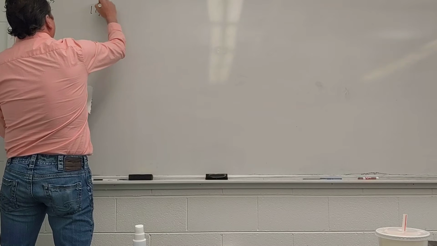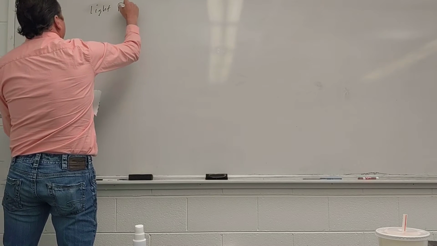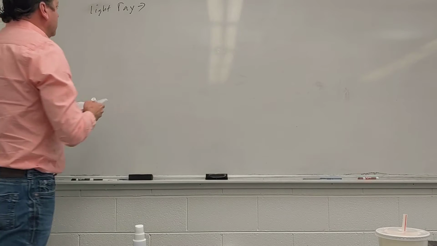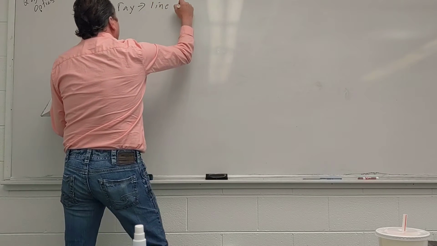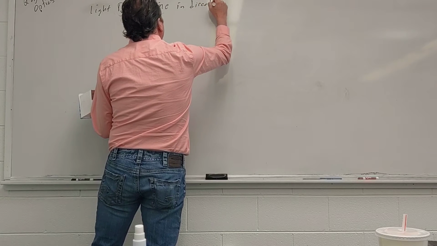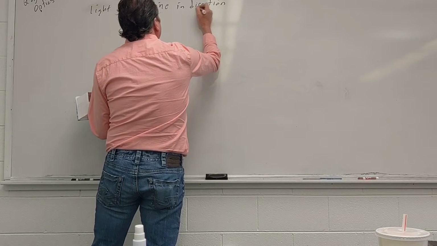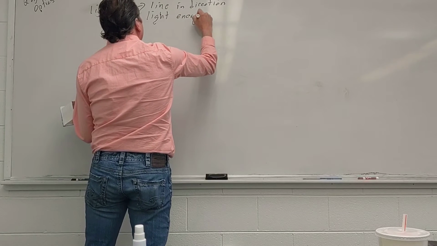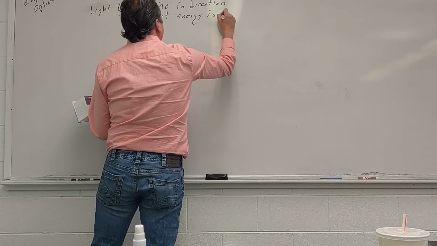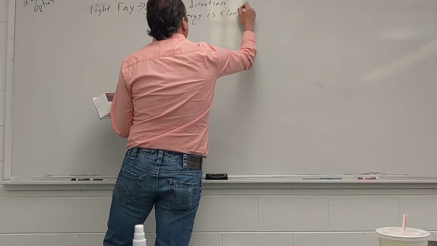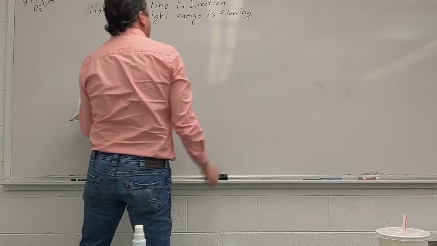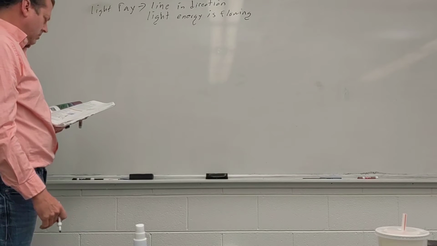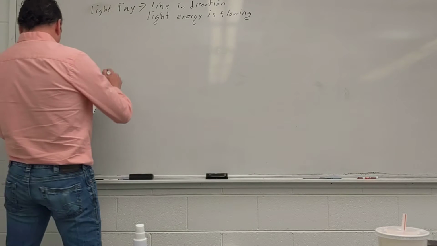So let's define terms. What's a light ray? A light ray is just a line in the direction the light energy is flowing. It's just a line in that direction. That's all it is. It's a representation, of course. It's a model.